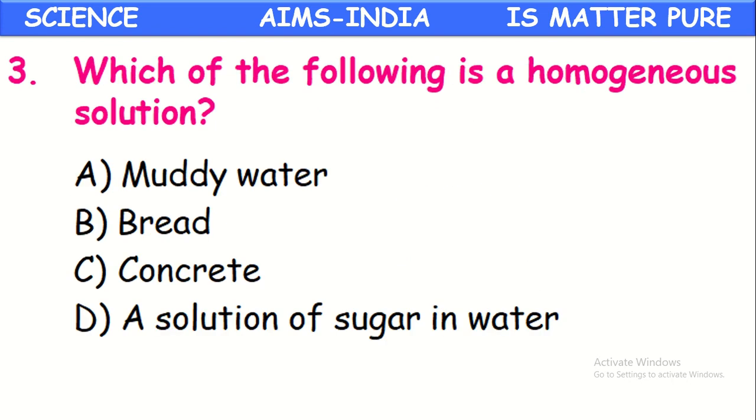Next one, which of the following is a homogeneous solution? Muddy water, bread, concrete, a solution of sugar in water. Yes, if you observe this, when sugar is dissolved into water, it completely dissolves and forms a homogeneous solution. So a solution of sugar in water is a homogeneous solution.